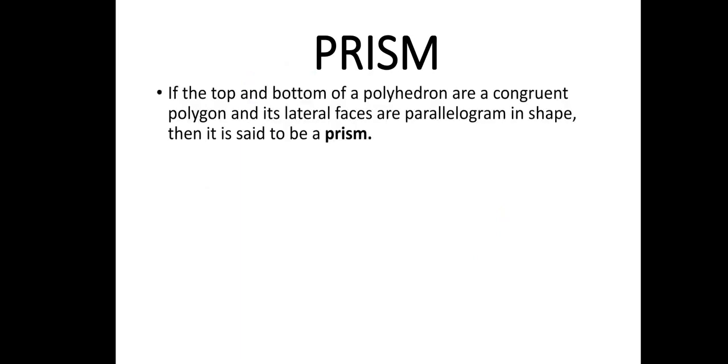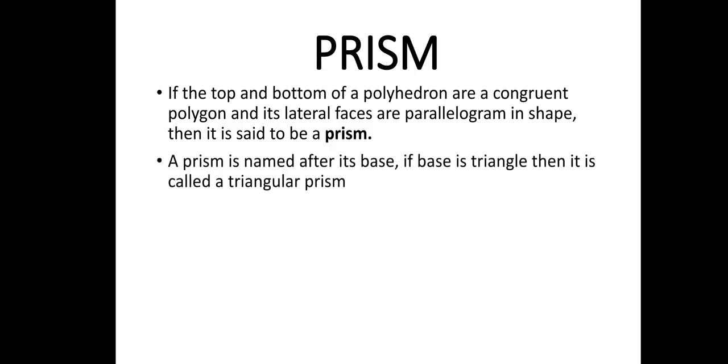Coming to prism now. If the top and bottom of a polyhedron are congruent polygons and its lateral faces are parallelogram in shape, then it is said to be a prism. So what do you mean by a prism? A polyhedron whose base and top are congruent polygons and whose lateral faces are parallelograms in shape is called a prism.